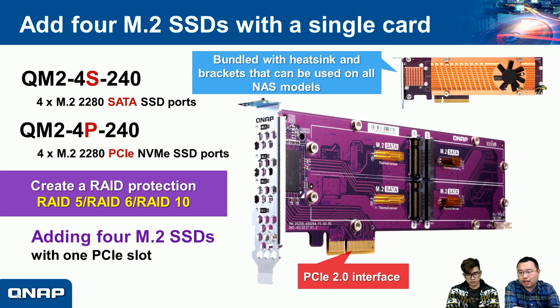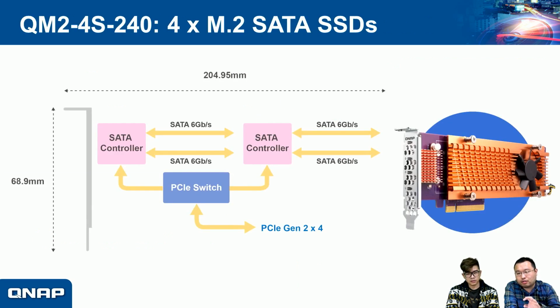Now let's take a look at the design architecture of those 2 cards. First of all, this is the 4S, the SATA version. The PCI connector bandwidth is Gen 2x4, so you get almost about 2,000 megabytes per second. Then it goes into the card with a PCI switch to connect to dual SATA controllers, so PCI to SATA controllers. Each SATA controller has 2 ports of SATA interface for the M.2 SATA.